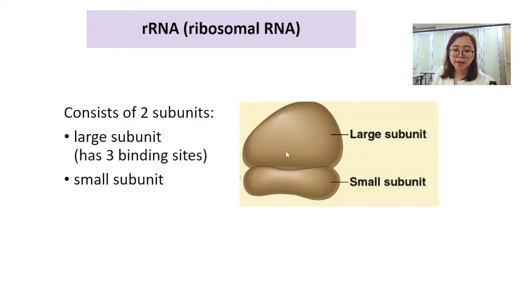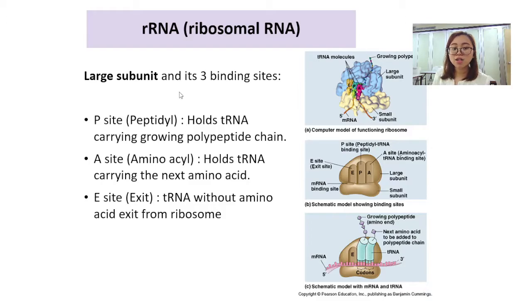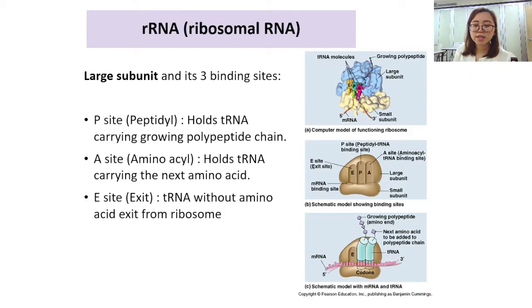So this ribosomal RNA, as you can see from this diagram, it consists of 2 subunits. It has a large subunit, bagian yang lebih besar, and a small subunit. Looking at the large subunit, it has 3 binding sites. If you look at this diagram right here, okay, this top diagram is a computer model of a functioning ribosome. Ini adalah rekaan melalui komputer, okay, computer modeling. But if you were to shrink down to the size of these molecules, to the size of atoms, this is probably how your ribosome would look.